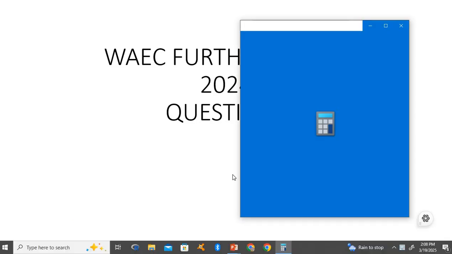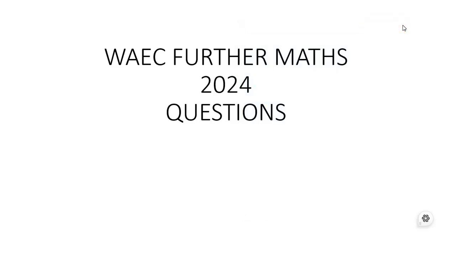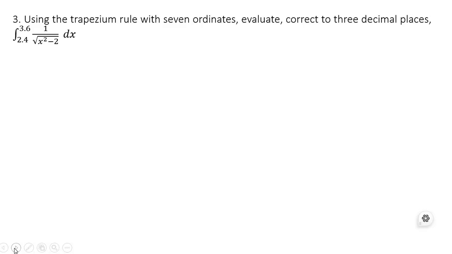Today we'll continue from where we stopped in our last lesson on the mathematics questions 2024. I hope you're with your writing materials. Alright, so we are using the trapezium rule with 7 ordinates to evaluate this integral here.